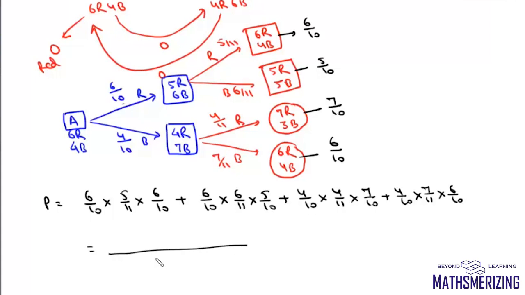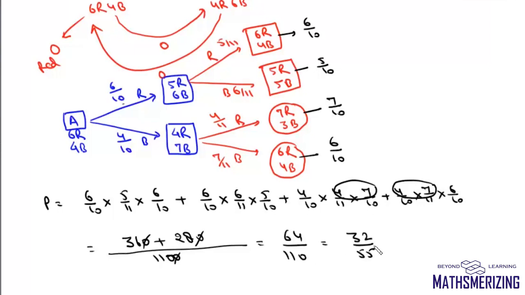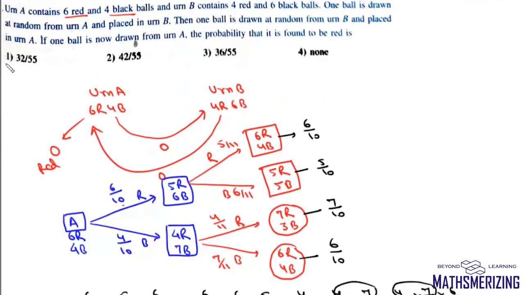Now the denominator will be 1100. Here we have 6 into 6 into 5 two times, so 36 into 10, which is 360. And here we have 28 into 10, which is 280. Now we'll cancel this 0. So this is 36 plus 28, 64, divided by 110, which is 32 upon 55. And that's your option 1.